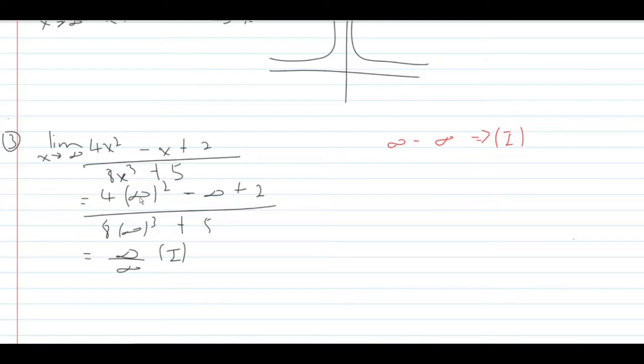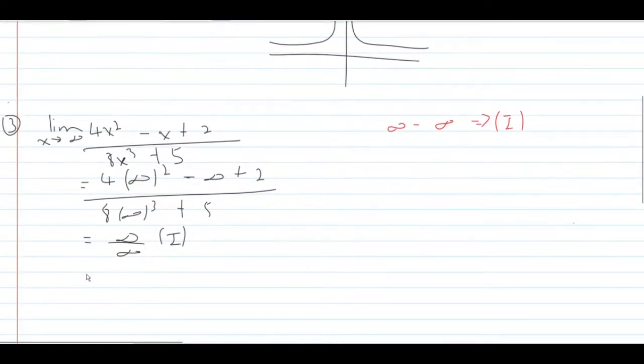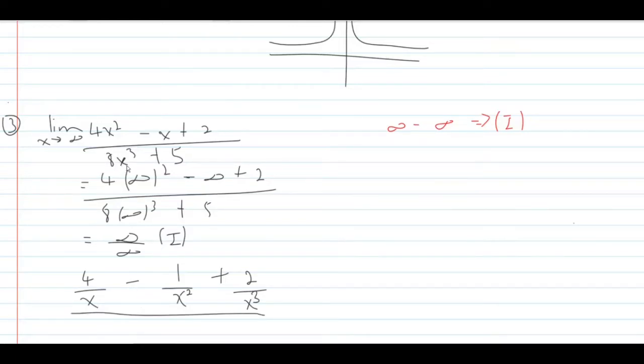So how we do these questions, as in the previous video, we divide each term by this x cubed here. So let's do that. When I divide 4x squared by x cubed, I will be left with 4 over x, right? Minus x divided by x cubed, I'll just be left with 1 over x squared and 2 over x cubed. So this should be a cube. So in the denominator, we have 8x cubed divided by x cubed. So I will be left with 8 here plus 5 over x cubed.